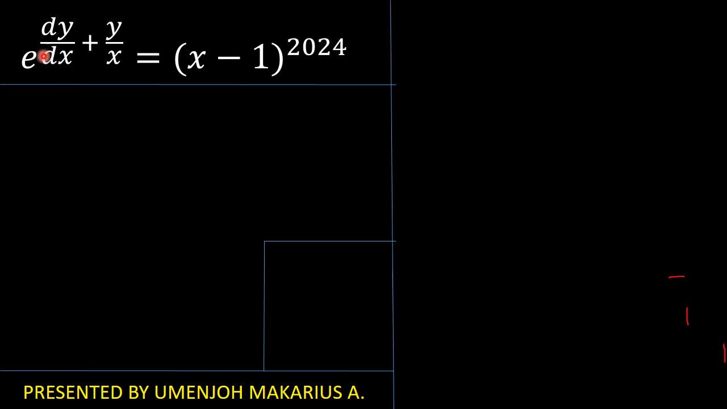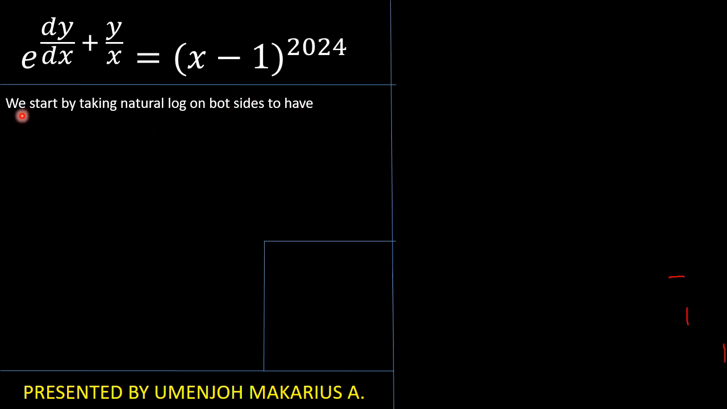Now guys, as I'm saying, I have e raised to the power dy by dx plus y over x, which is the same as x minus 1, all that raised to the power 2024. It will be so good if I can bring this dy by dx down, because to solve the differential equation, it will be so easy if I have my dy by dx as a base, not as a power. Great. So guys, the first step I'm going to take here is by taking natural logarithms on both sides.